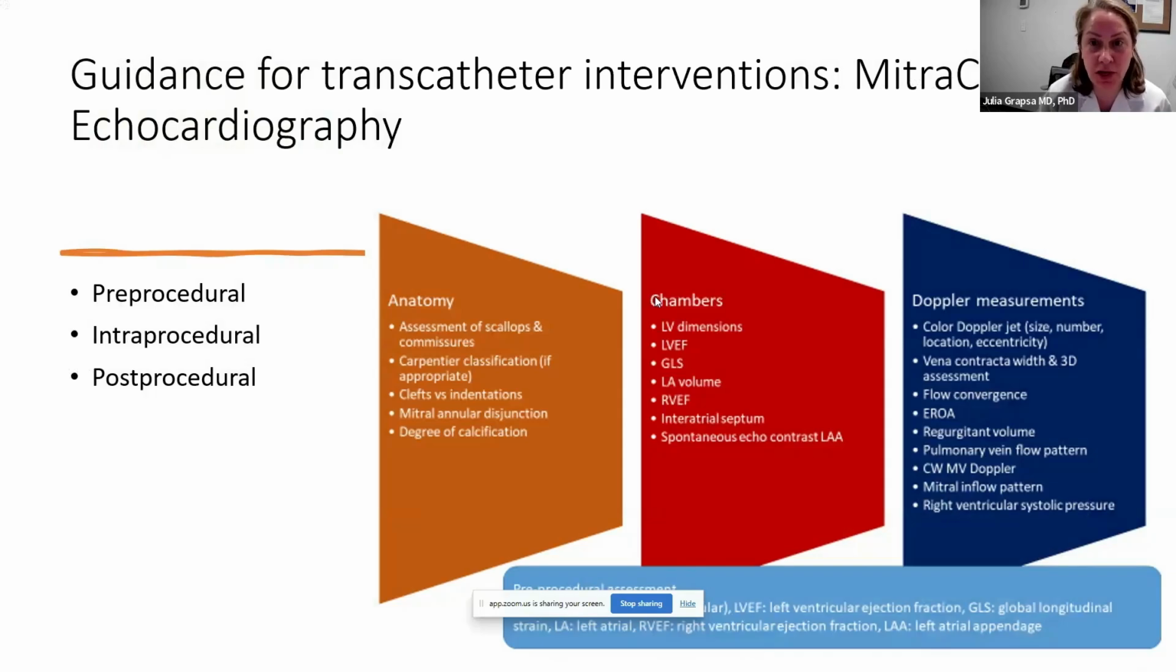As we know, the guidance for transcatheter intervention is distributed in pre-procedural, which is important for patient selection, intra-procedural and post-procedural. And in brief, it has to do with the anatomy, the assessment of scallops and commissures, because the mitral valve can be complex. Also, if appropriate, to classify the valve according to the Carpentier classification, to select between clefts and indentation, and then we need to know about our surroundings, such as LV dimensions and left atrium, and also any left atrial appendage spontaneous echo contrast, and of course we proceed to the Doppler measurements.